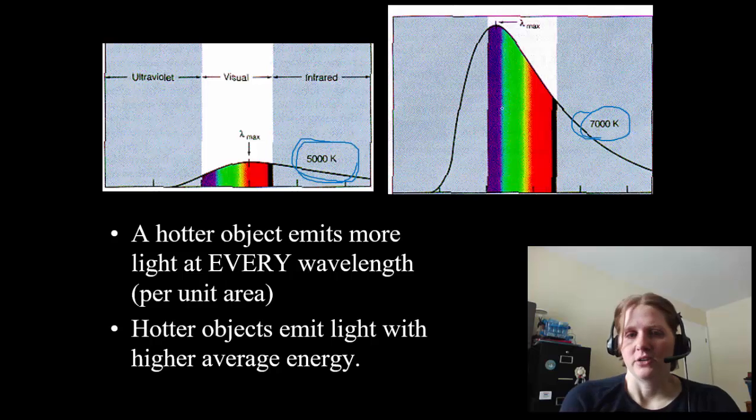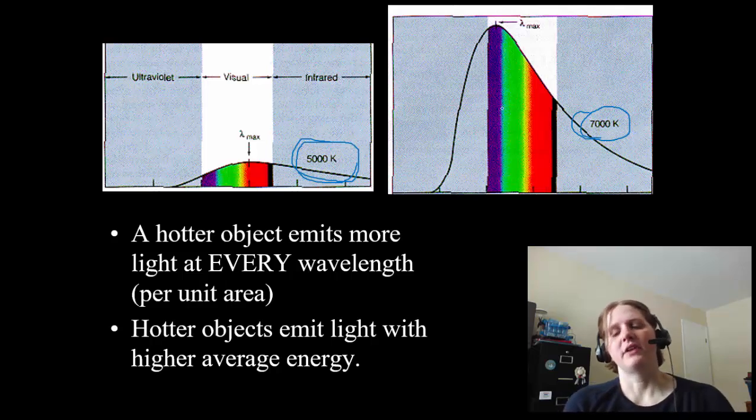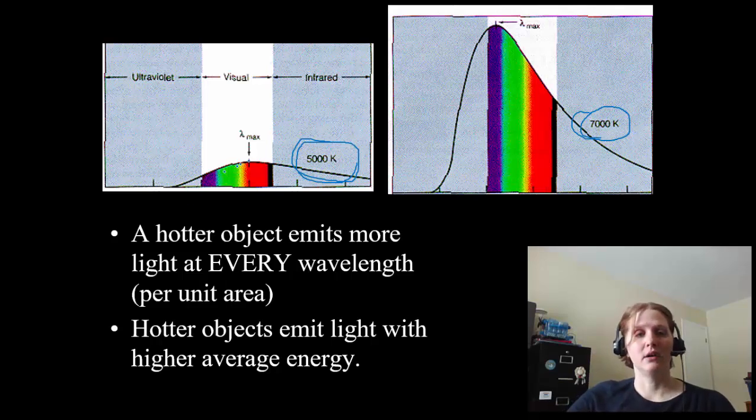For thermal radiation, we've got two laws. You don't have to have them memorized, but you should know what they mean. The first law: a hotter object emits more light at every wavelength, so at every color, per unit area.